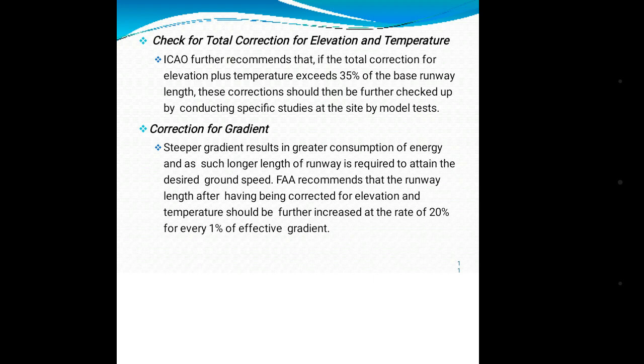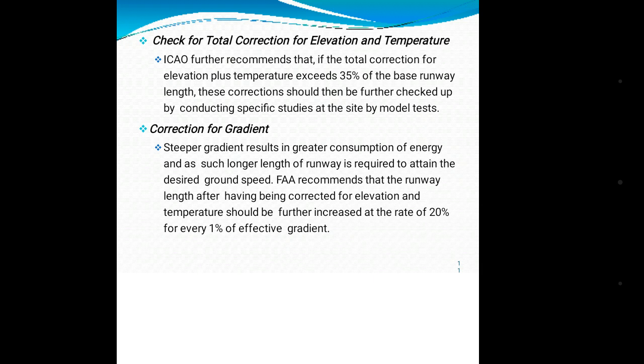Now next, correction for the gradient. A steeper gradient results in greater consumption of energy, and as such a longer length of runway is required to attain the desired ground speed. The Federal Aviation Agency recommends that the runway length, after being corrected for elevation and temperature, should be further increased at a rate of 20% for every 1% of effective gradient.